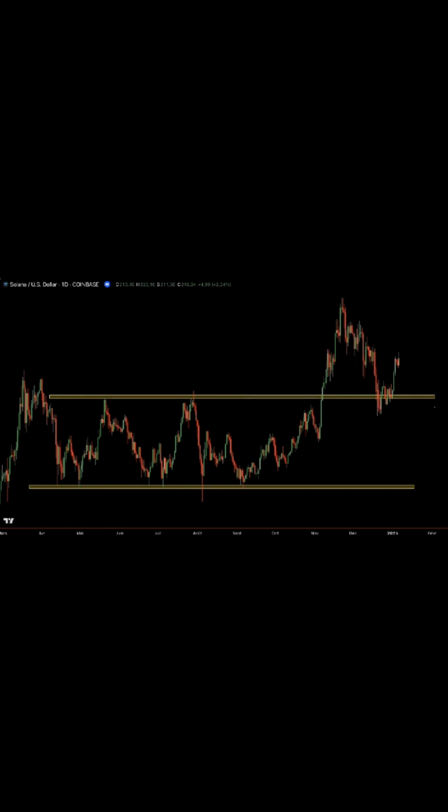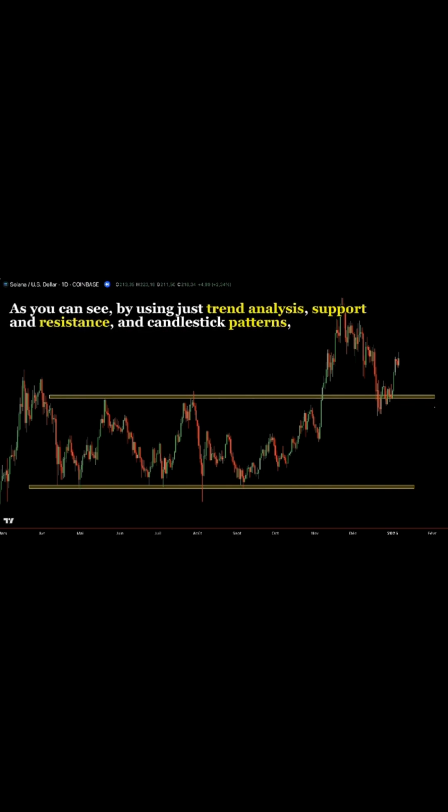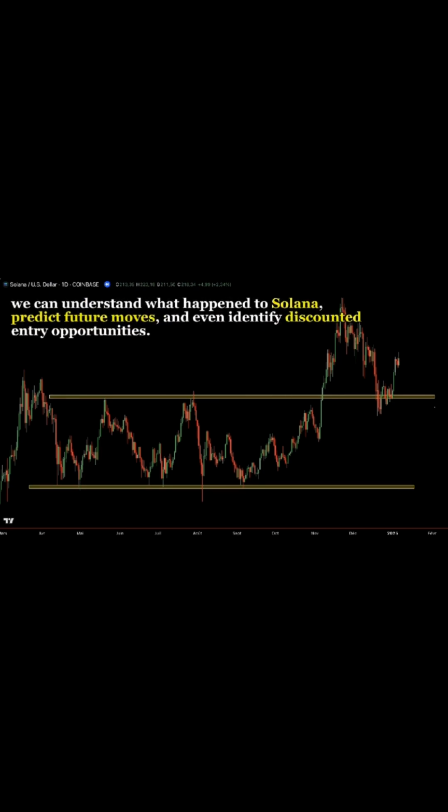For long-term investors, the best entry would be to wait for the market to retrace back to this support level again. Otherwise, entering a trade at these higher levels is considered a premium entry, which carries higher risk and could cost you money. As you can see, by using just trend analysis, support and resistance, and candlestick patterns, we can understand what happened to Solana, predict future moves, and even identify discounted entry opportunities.